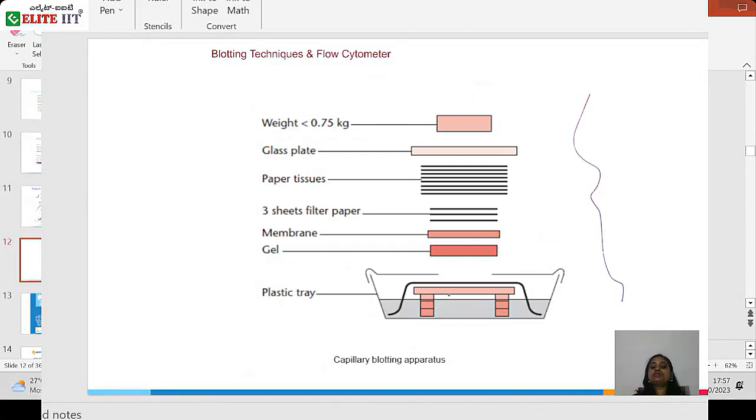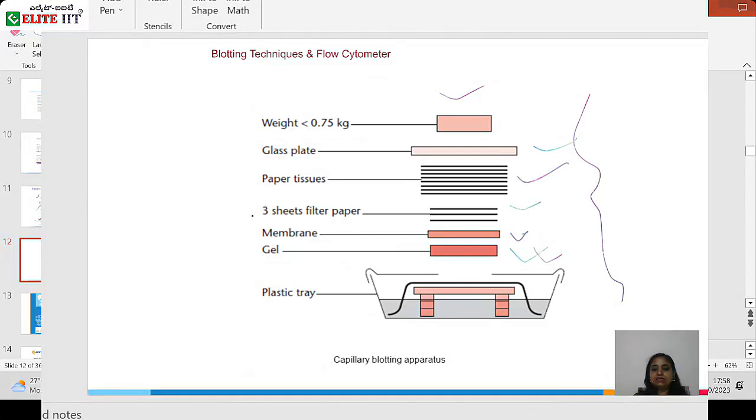Okay, so first of all, in a tray, buffer is given, and first of all, gel is kept. After that, you just add membrane. You put one similar sized membrane. Membrane means here mainly nitrocellulose filter paper or nylon paper. Now you add filter paper, then paper tissue, then glass plate, and after that you add some weight, so that this arrangement will facilitate the transfer of all the bands from agarose gel to membrane.